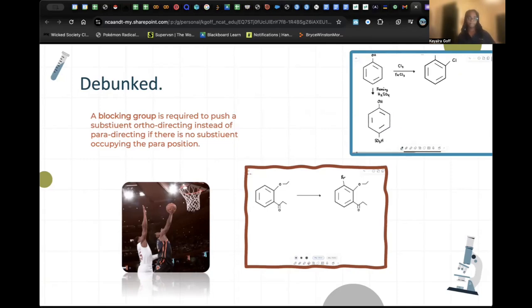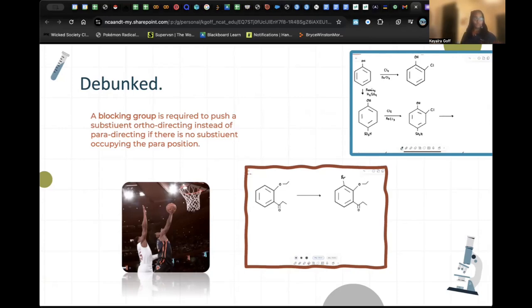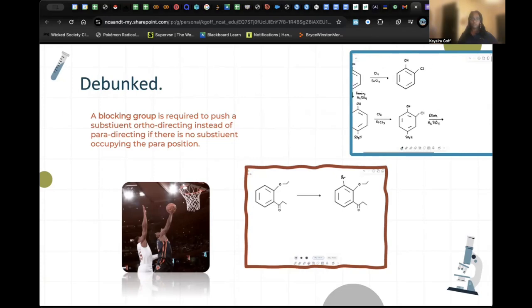Is SO3H a meta or ortho-para director? If you said meta director, then you would be right. So now we want to add a chlorine. Since it's a meta director, we're going to add a chlorine to the third position with respect to the SO3H. So we add a chlorine here. Now we're almost done. We want to get rid of our SO3H. So what are we going to do? We're going to dilute the H2SO4 in order to remove our blocking group. By doing that, we now have our final product, with chlorine in the ortho position. Good job.